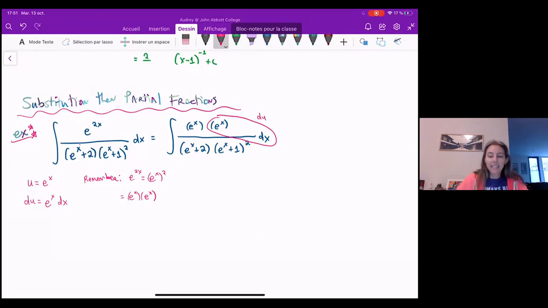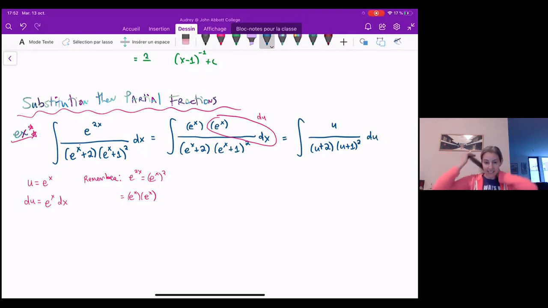Now, every time I see an e to the x, I'm going to be replacing that with u, so that I end up with u over u plus 2 times u plus 1 squared du.